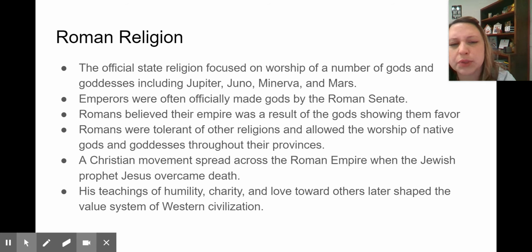Romans believed that their empire was a result of the gods showing them favor. The reason they were able to conquer so much territory, allow so much growth, and be so successful is because the gods favored them. So Romans were tolerant of other religions and they allowed the worship of native gods and goddesses throughout their provinces.